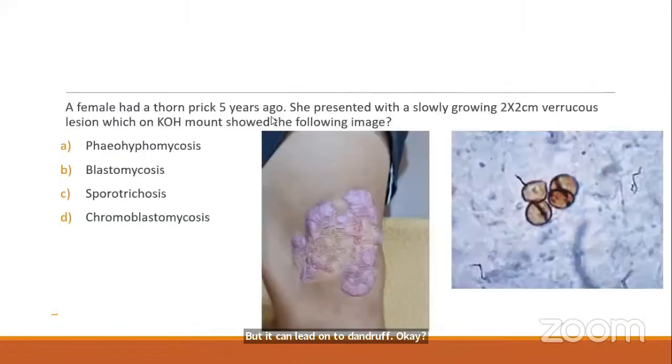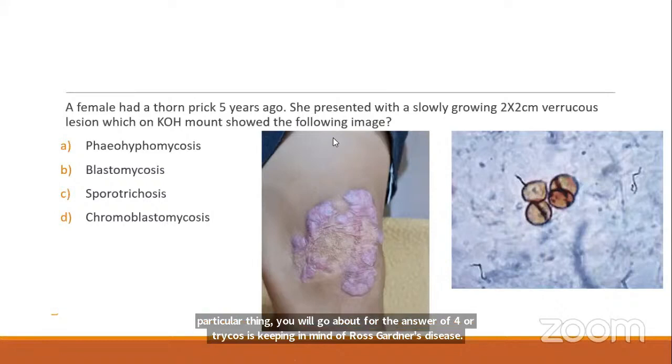So a female had a thorn prick 5 years ago, and she presented back with some verrucous lesions like this. And upon wet mount examination, you have seen something with septations in between. Yes, it is not sporotrichosis, it is chromoblastomycosis. I know, you have been confused by the terminology thorn prick. It was actually intended to confuse students, because if you go by thorn prick, you will go for the answer of sporotrichosis, keeping in mind Rose Gardener's disease.